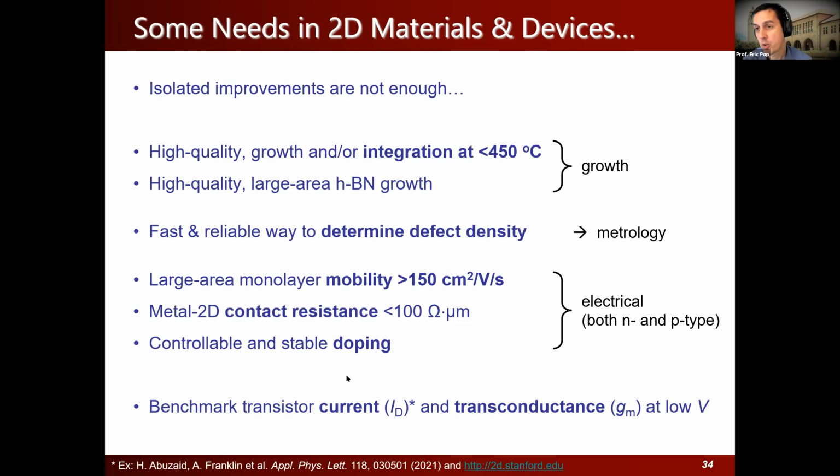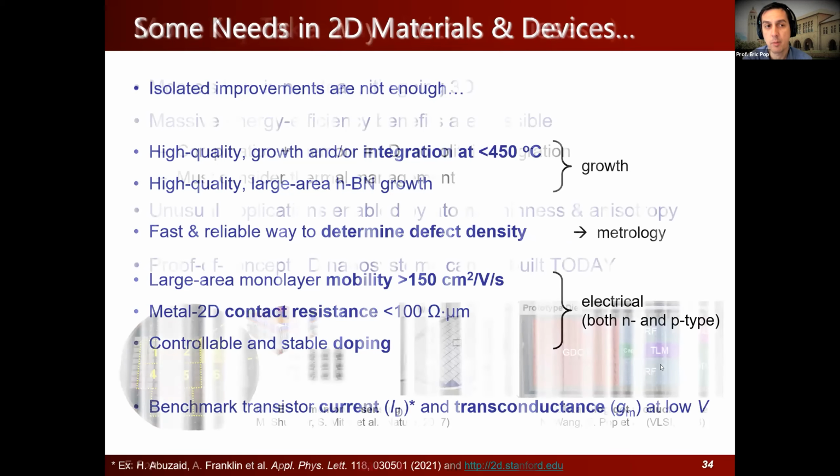And at the same time, we need to be very honest when we benchmark our transistors and our transconductance current and transconductance, because if we're dishonest, then we're doing ourselves a disservice, and it just becomes more difficult for industry to trust the academic results.